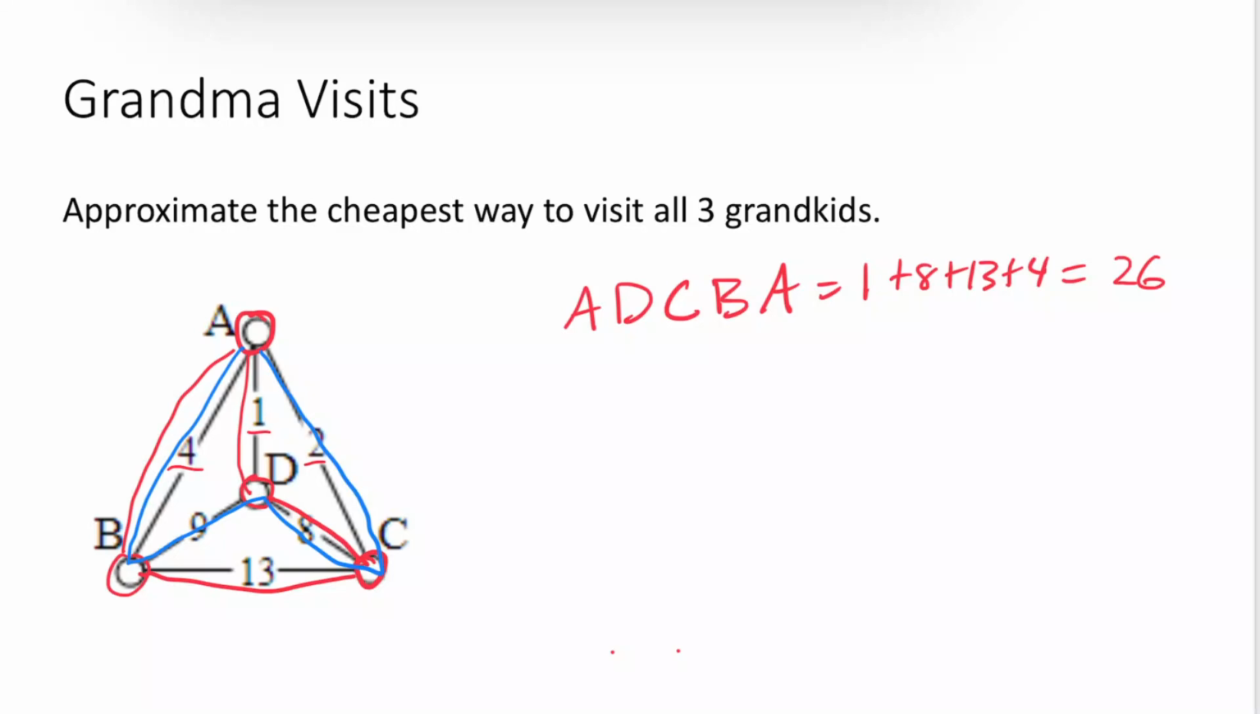So this is a good example of why the nearest neighbor algorithm is an approximation algorithm, and it doesn't necessarily always give you the cheapest circuit. And it's also important to notice that it matters which vertex you start on. So in this example, we started at vertex A because that's where the grandmother lived. However, if I start at vertex B, my nearest neighbor would be A, and then D, and then C, and then back to B, which is a different circuit.